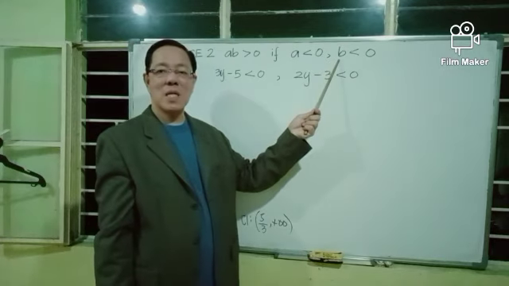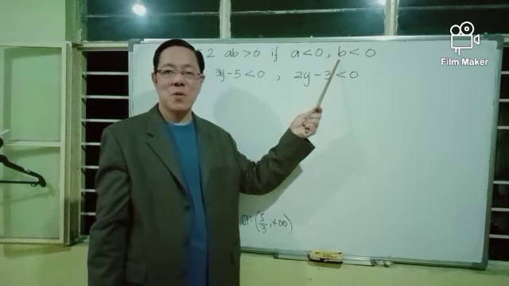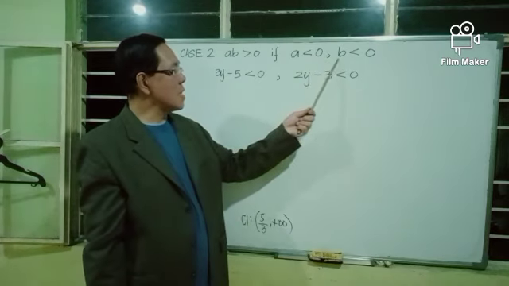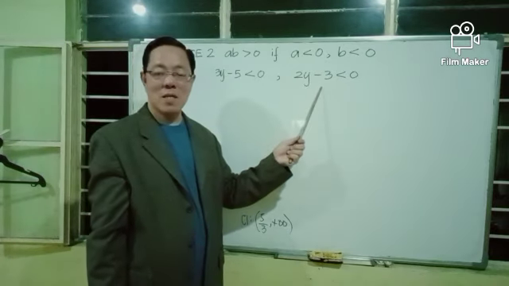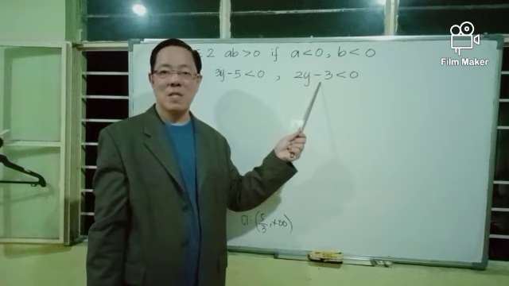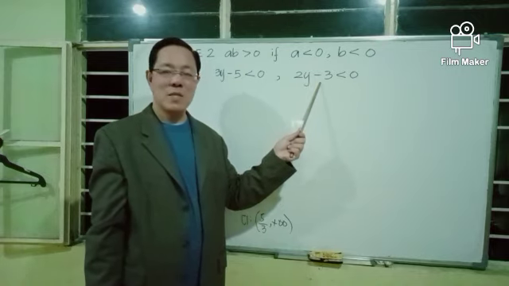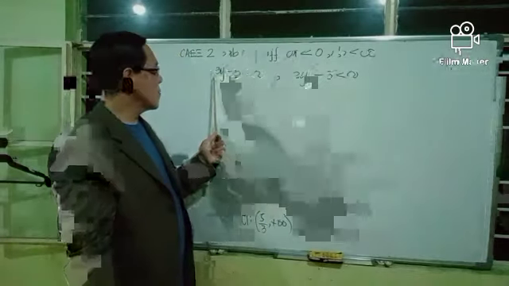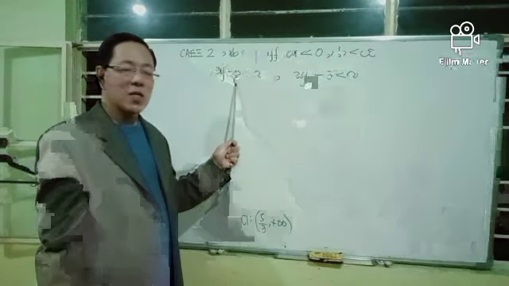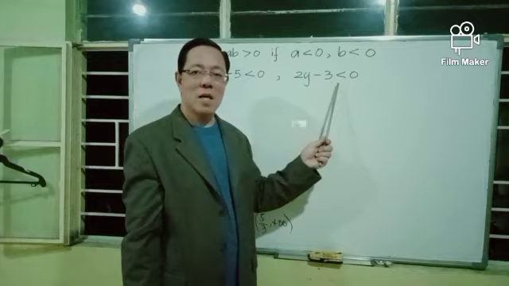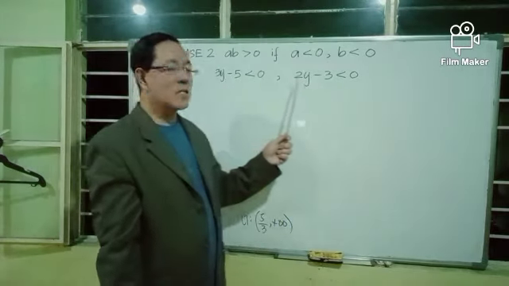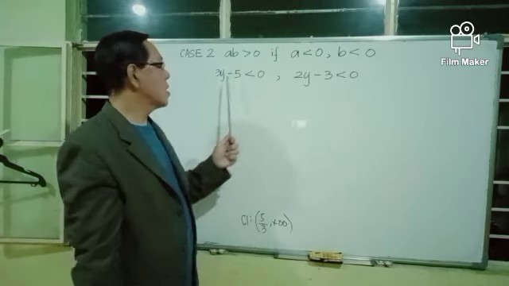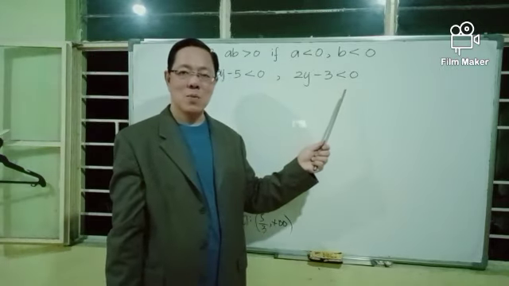And this number B in our example is the second factor of the given quadratic expression. So B is equal to 2y minus 3, the second factor of the given quadratic expression, which we now take to be also negative or less than 0. If this linear expression is negative and 2y minus 3 is negative, and we multiply these two, the product is positive or greater than 0. And this is our case 2.